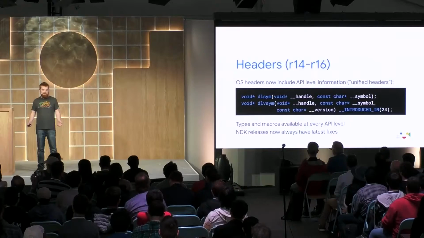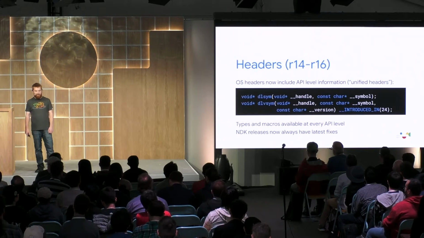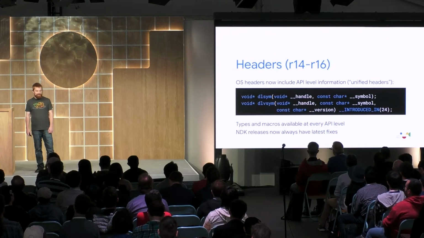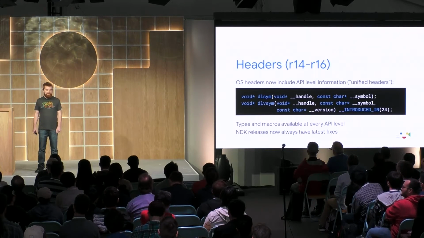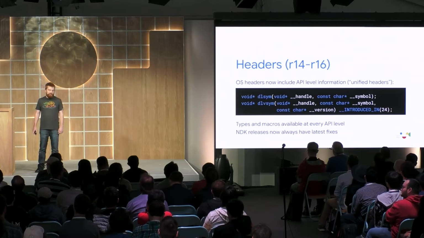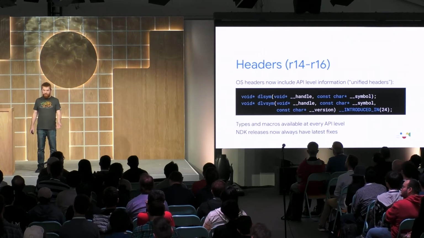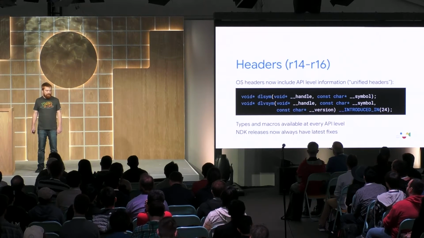The unified headers I mentioned earlier, this is the gist of what those look like. Instead of having a different copy of this header for every single API level, we have this annotation here that says that dlvsym was not available until Android 24. The compiler will make sure that you can't actually build against that if your min SDK version is not at least 24. We still have all of the types, the macros, the constants, all the things that you need to use these APIs visible.